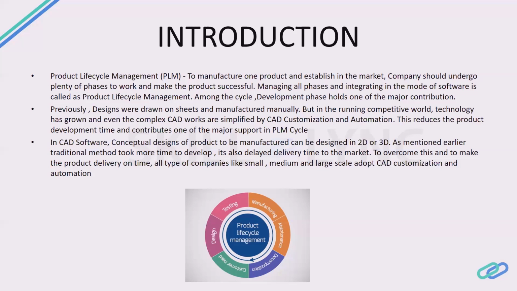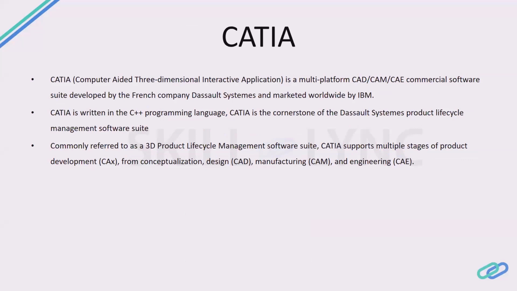In the second slide, I would like to share what CATIA is. CATIA is the Computer-Aided Three-dimensional Interactive Application. It is used to do CAD, that is computer-aided design, computer-aided manufacturing, and computer-aided engineering. The suite is developed by the French company Dassault Systems in the year 1981. It is marketed by IBM. CATIA is completely created using the C++ programming language.